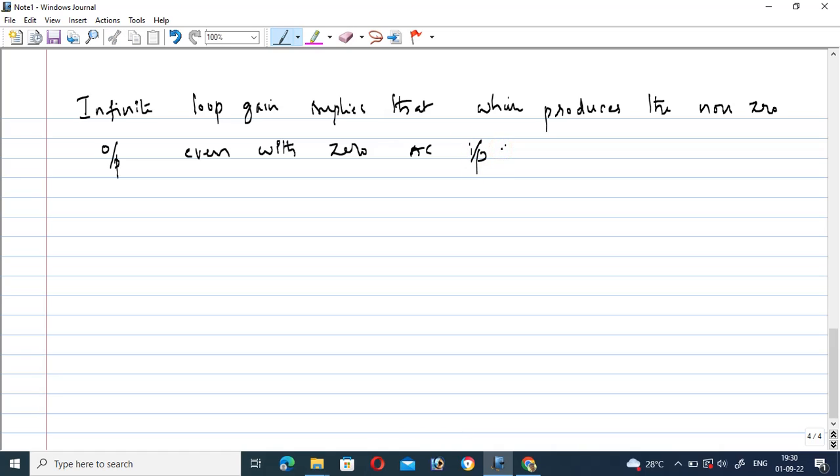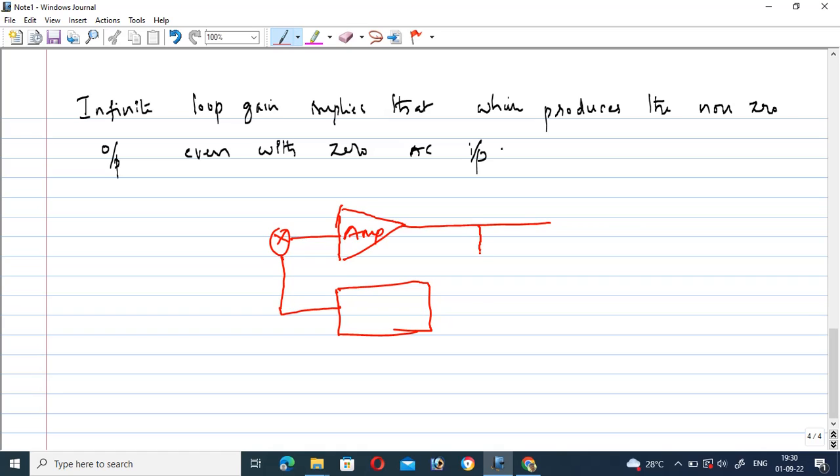So let us see the block diagram of this oscillator. Suppose if you are treating this block, obviously we know that this is nothing but an amplifier. I can represent it like this. This is the output side. It is connected to some feedback network. Output is fed back to the input here.